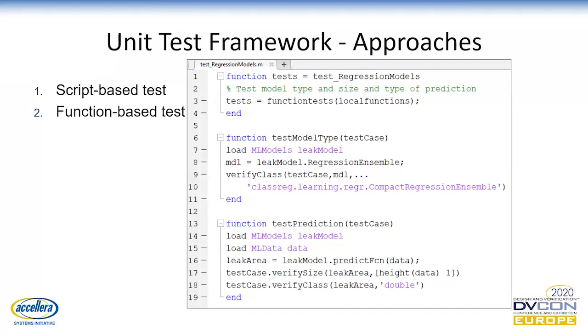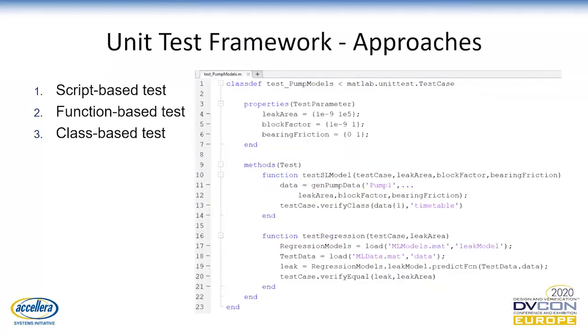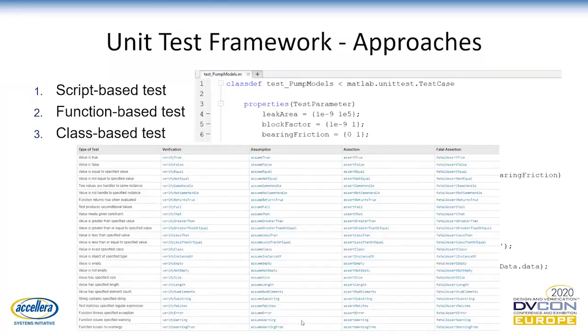Another approach is function-based, where each test case is implemented as a function. To get even more capabilities like parameterized testing, we can use a class-based approach. This way, we will be able to easily run our test cases in all the allowed combinations of parameter values. And on top of that, we can use a full library of qualification functions to produce 4 different types of test failures. For instance, we can produce verification or fatal assertions.